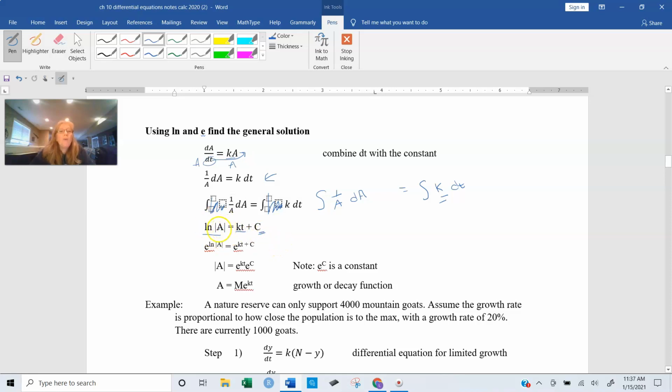Now to get the a out, in order to get rid of a natural log, we use e. I'm hoping you remember. So we have to take e to the natural log of a, and then e to this entire thing becomes his power. Now when we do this, these cancel and we get a.